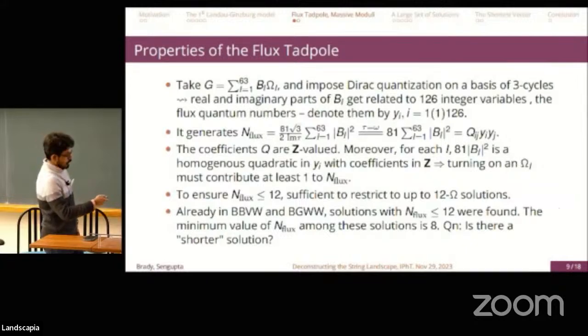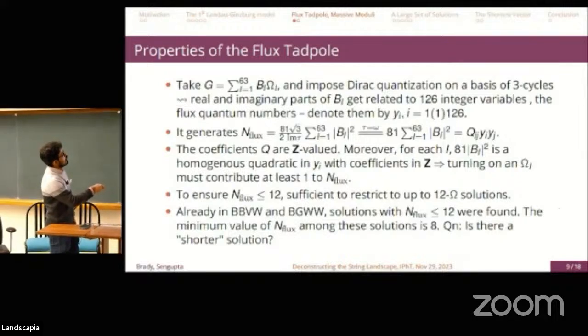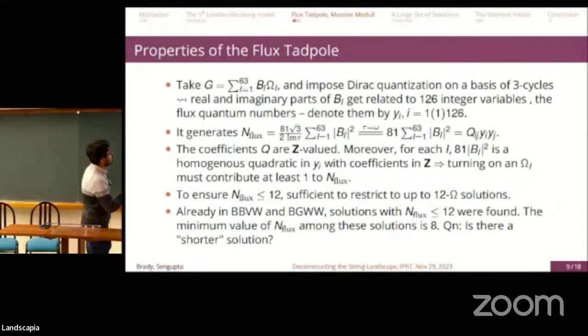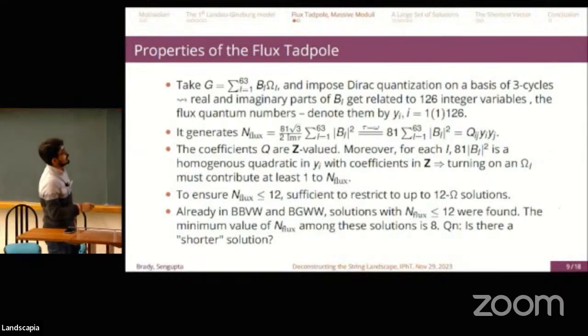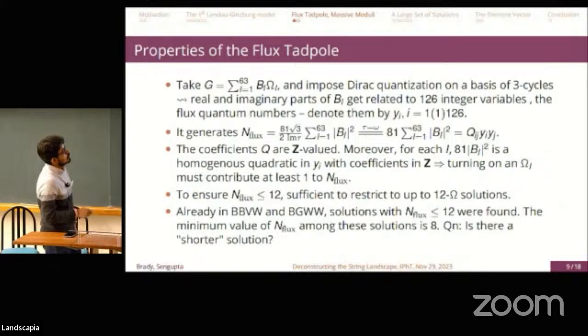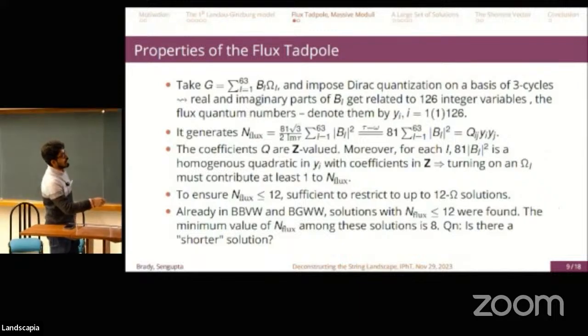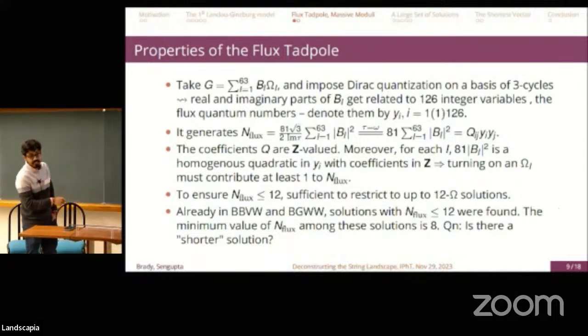When you calculate the flux tadpole, the formula for which was given in the previous slide, you get this expression, where now we set the value of the axiodilaton equal to omega. So this is an order 1 string coupling. When you do this, you get 81 times the sum over Bi squared. We already know these Bi's are related in a linear way to these 126 integers. So when you expand this out and replace the variables, you find that the flux tadpole is a homogeneous quadratic in 126 integer variables where all the coefficients are integers. That tells you that the values of the flux tadpole are integers.